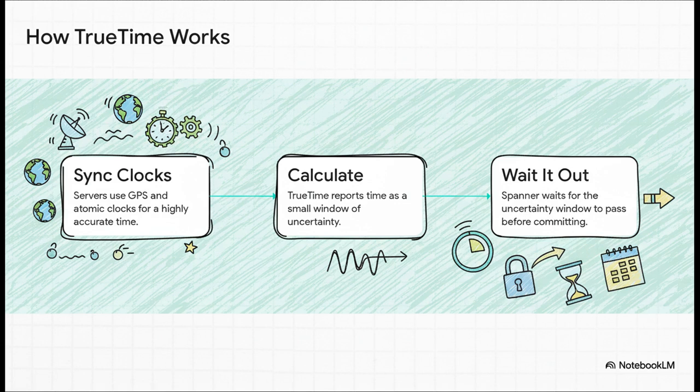But here's the magic trick. TrueTime knows perfection is impossible. So instead of giving a single timestamp, it reports a tiny window of time. It basically says, okay, the true time is somewhere in this little interval, and then Spanner just waits. It waits for that tiny window of uncertainty to pass before it commits the transaction. That simple act of waiting guarantees that every event is ordered correctly everywhere on Earth.